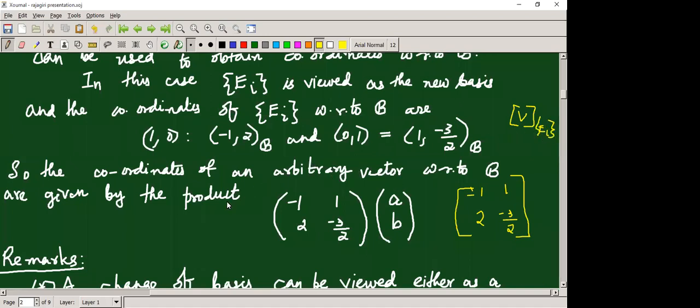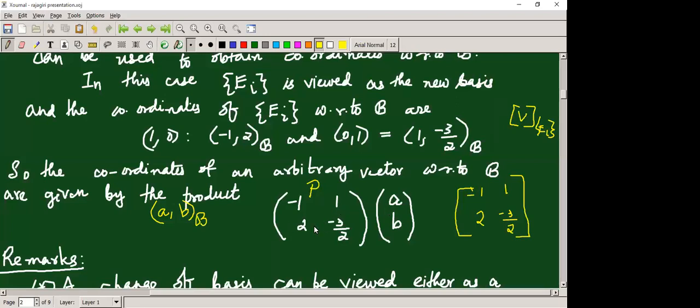So you have to find the coordinates of AB with respect to our given basis B. By that formula, this is P into the coordinate matrix of AB with respect to the second basis. And what is our second basis? The second basis is the standard basis. So this is [[-1, 1], [2, -3/2]] into AB.